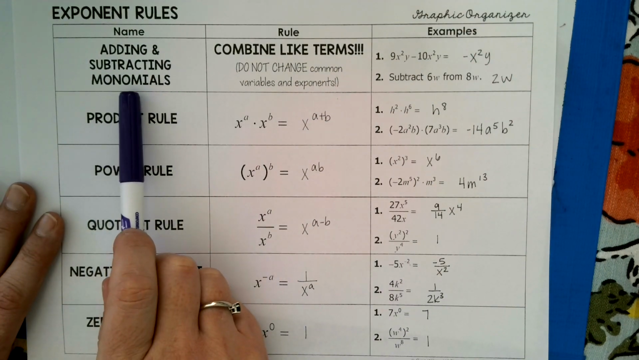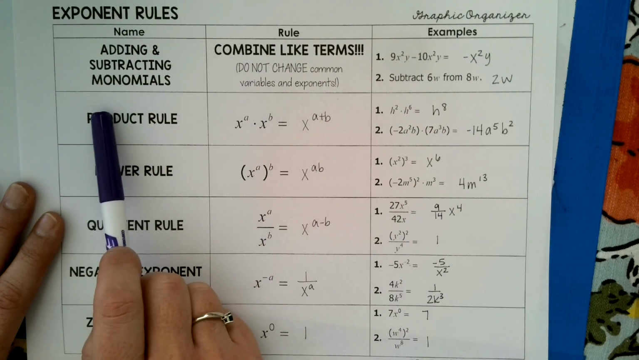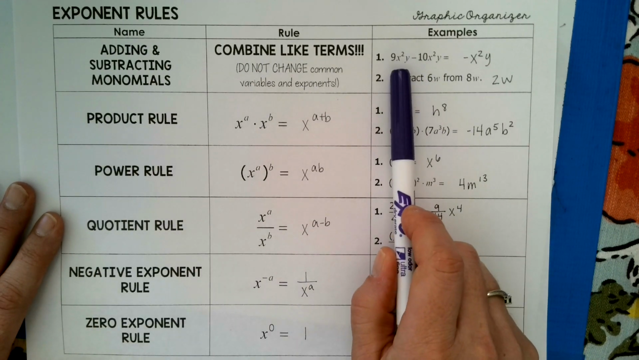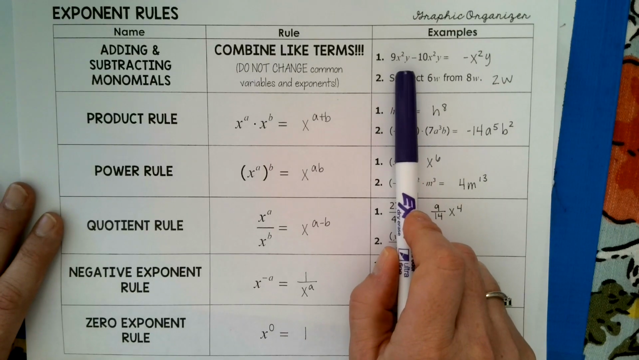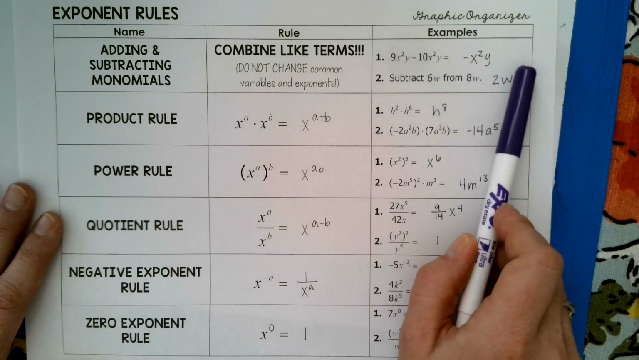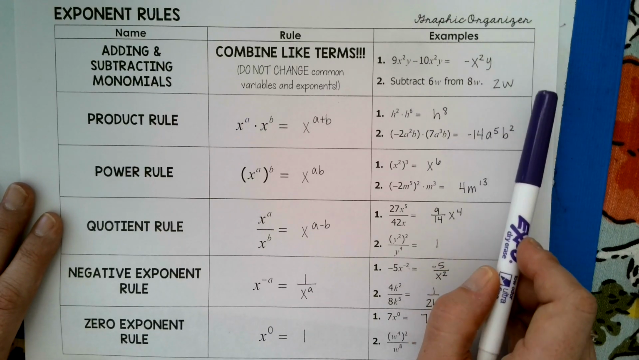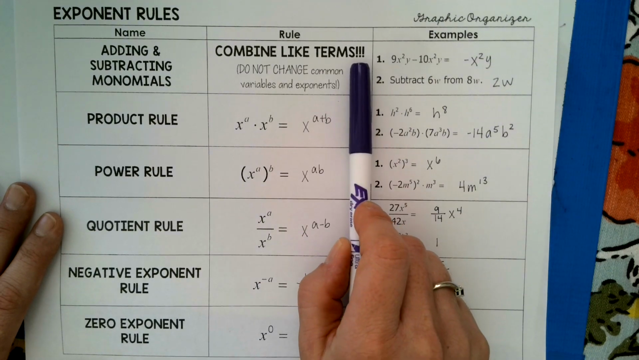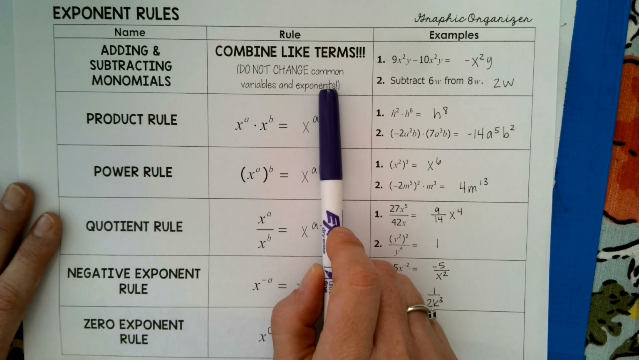The first thing is if you are adding and subtracting monomials, they have to have like terms. So if you have x squared y and x squared y, then you can actually add or subtract them. You guys are used to doing this, okay? So that is the number one rule for combining like terms.